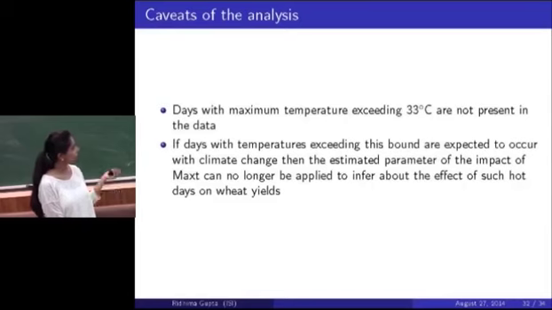So, what are the caveats of this analysis? States with maximum temperature exceeding 33 degrees Celsius are not present in the data. So, if days with temperatures exceeding this bound do occur, then we are not able to apply our estimates for the effect of such hot days because we don't see such things in the data.